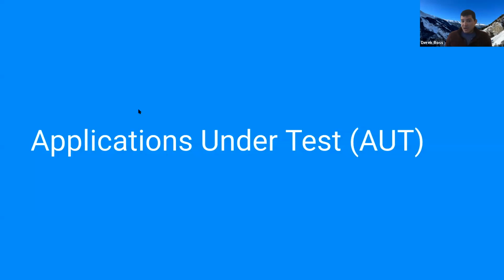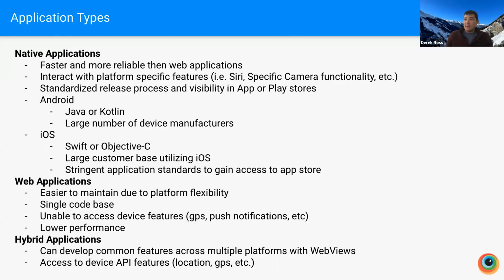So what are we actually talking about? What are the applications under test? So typically we have three types of applications. We have native applications. And those are going to be faster and more reliable than any other type of application. That gives us access to the root features of a device. So we get specific features such as interacting with Siri or Google. We have specific camera functionality. We have access to all kinds of core functionality in the hardware as we're creating our products.